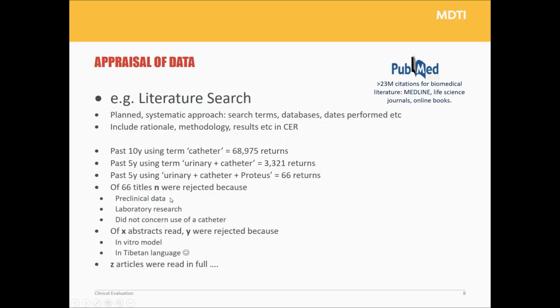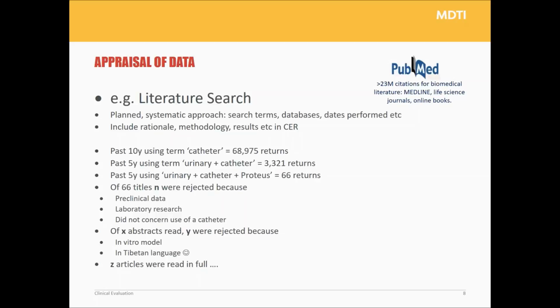because, and these were just examples, there could be more on this list, they concerned preclinical data that was not relevant to this clinical evaluation, or they were laboratory research, or didn't concern use of a catheter. And then, having rejected so many, I read the abstracts of the remainder and rejected some of those because, for example, it was an in vitro model which wasn't relevant to the particular clinical evaluation I was carrying out, and I've put here because they were in the Tibetan language.